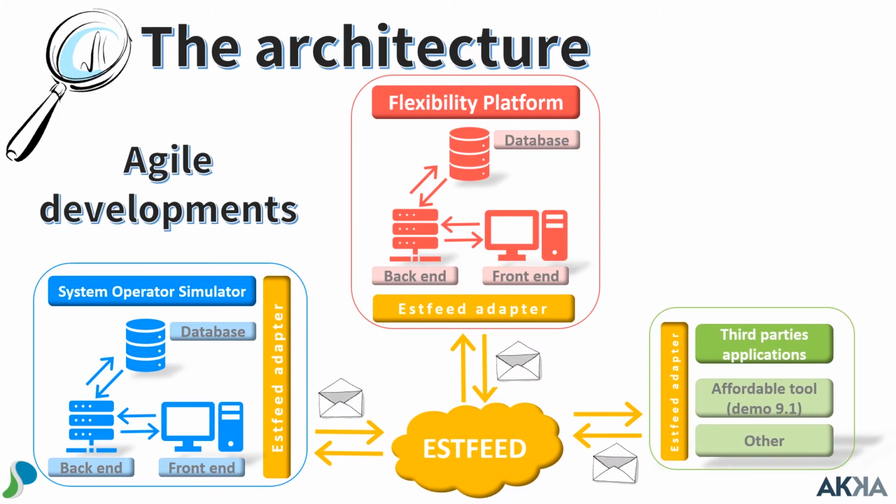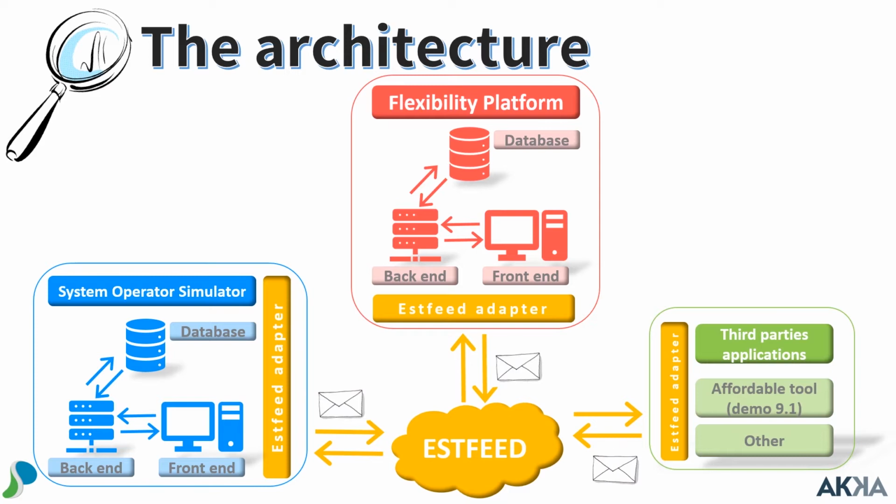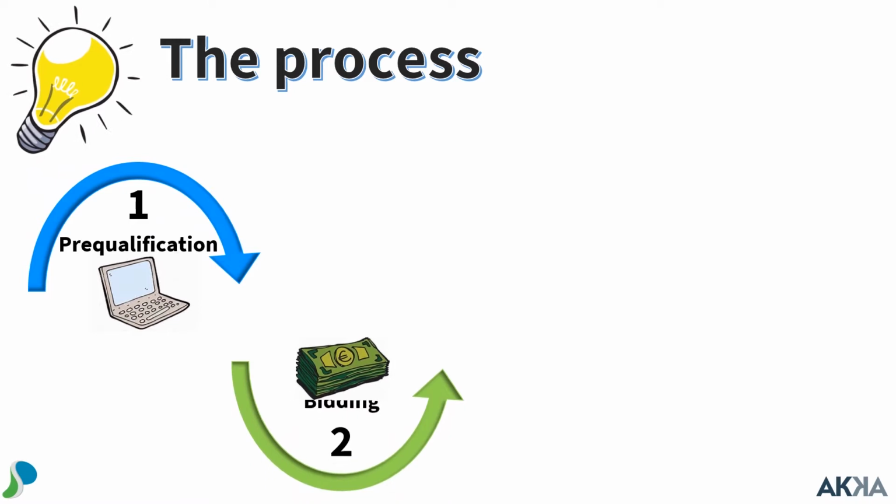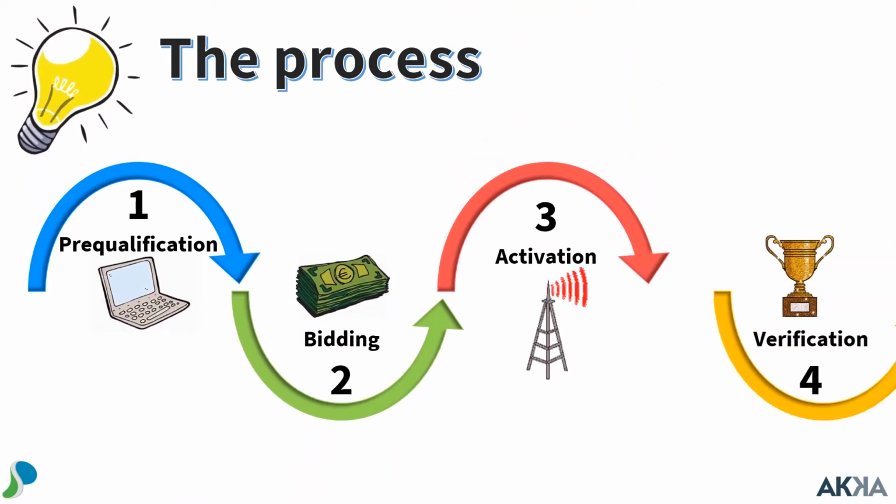Typically, the flexibility platform has been designed as a multi-tier application, separating the front-end, back-end, and storage layers. It results in a system which will be easily scalable. In this demonstration, we have implemented the 4 processes involved in a flexibility service market. These are pre-qualification, bidding, activation, and verification.